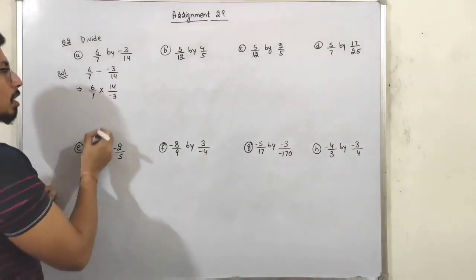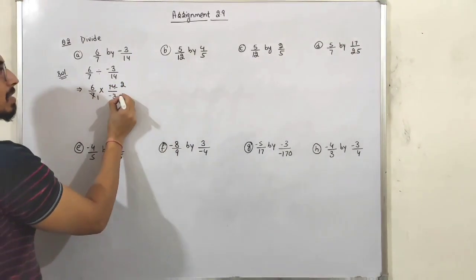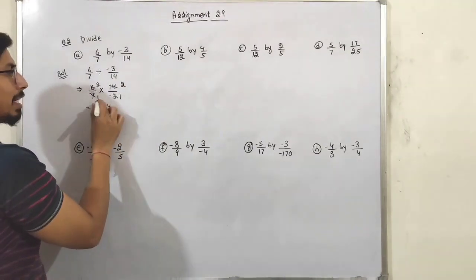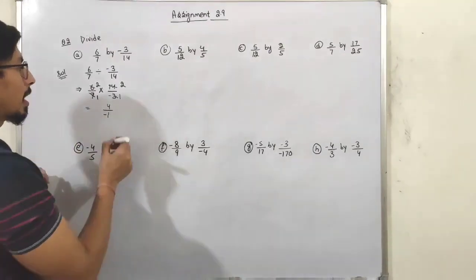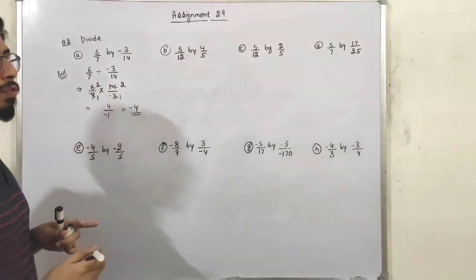Okay, students. So 7 ones are 7, 7 twos are 14. 3 ones are 3, 3 twos are 6. So it is 2 twos are 4, upon 1 into minus 1 is minus 1. See, the minus sign can be shifted upward. So 4 by 1 will be 4. So the answer is minus 4.